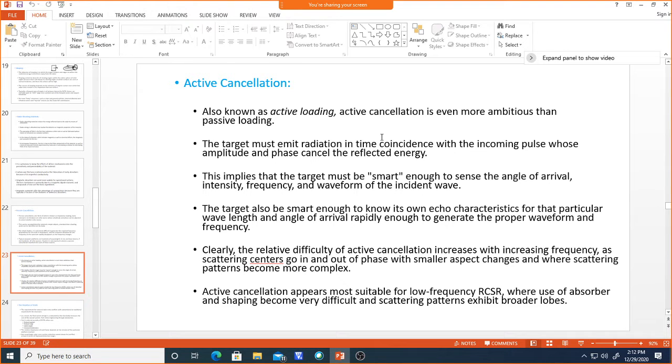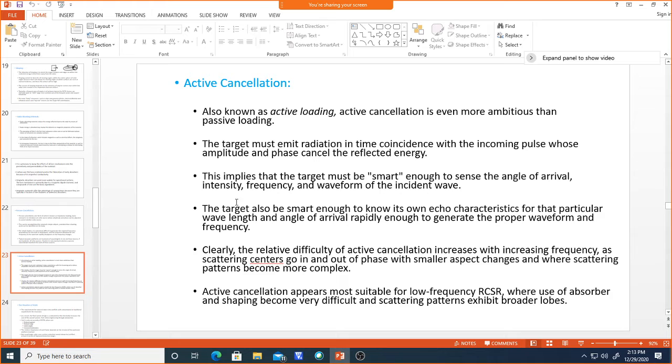Okay, so as I said, the target must emit radiation or reflect energy in time coincident with the incoming pulse, whose amplitude and phase cancel the reflected energy. Whatever signal we transmit, the target needs to cancel the phase and amplitude of that signal. So the target must be smart enough to cancel the phase and amplitude of the incident energy. That is what we call active cancellation.